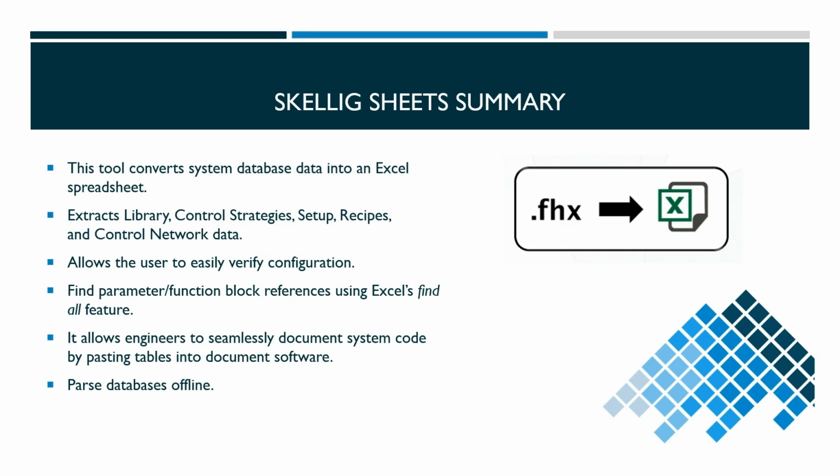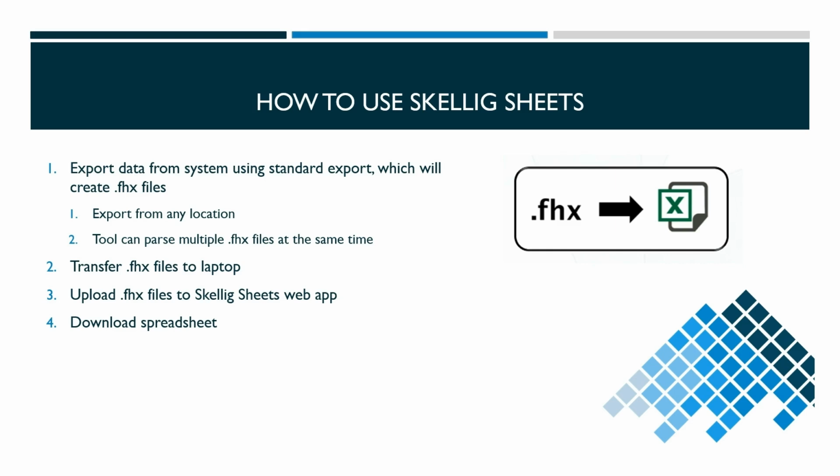Our engineers find this tool very useful when they're working on projects. They use it for verifying configuration, troubleshooting complex sequences, using Excel's find all feature. It's also a great supplemental tool for documentation, as it's much easier to copy and paste Excel table data than it is to copy and paste data from Explorer. And the tables in Excel can also be copied and pasted into Neat if you are using the Neat application. Next, we're going to run through an example of using the tool.